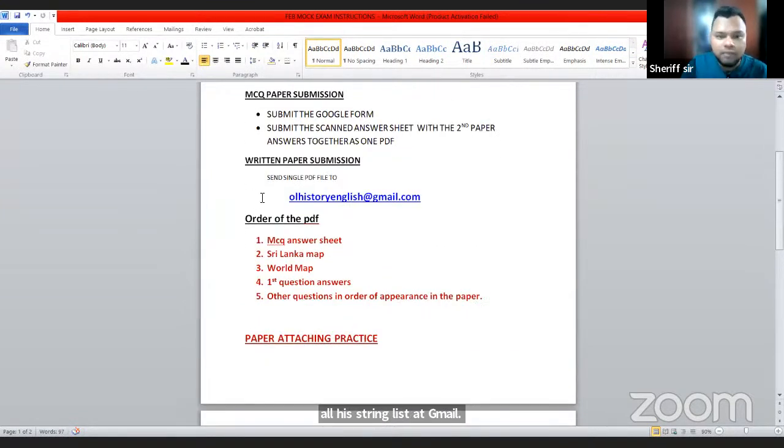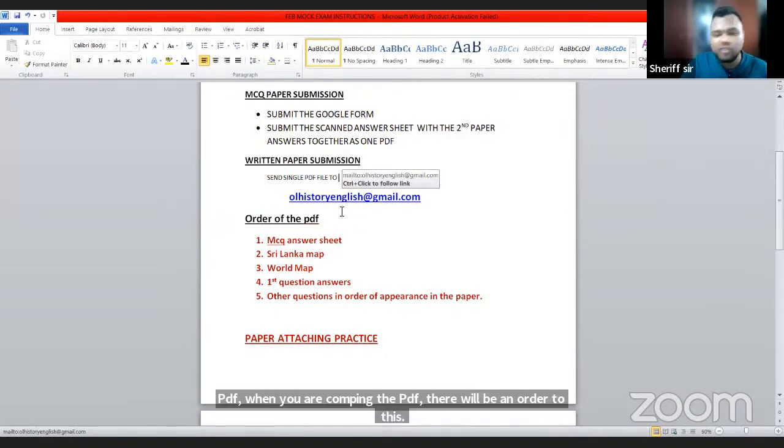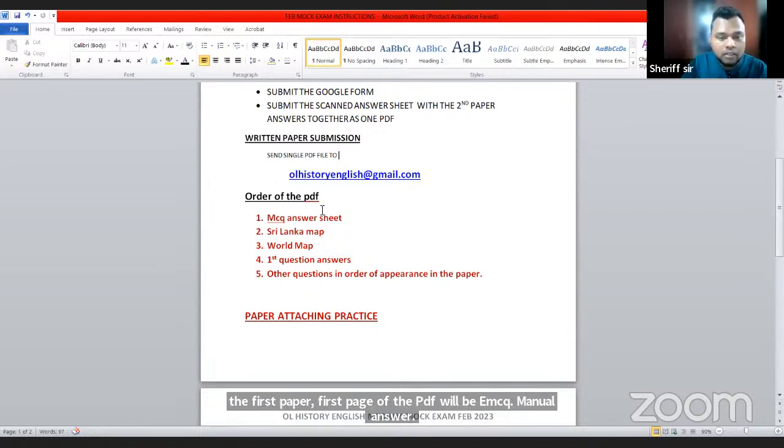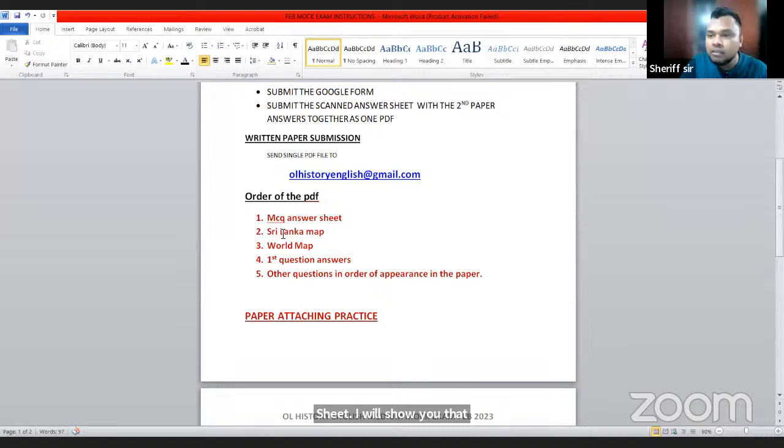Now, when you take the photos of the PDF, when you are compiling the PDF, there will be an order to this PDF. Everybody will follow this standard. The first page of the PDF will be your MCQ manual answer sheet. I will show you that in a while. And the second page will be the Sri Lanka map. Third one will be the world map.